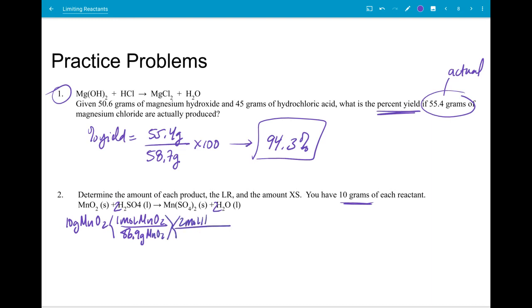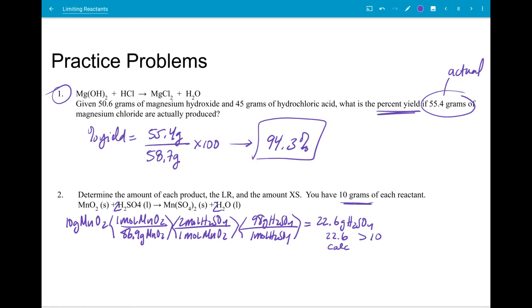So 2 moles of H2SO4, again, that comes from the balanced reaction, to 1 mole MnO2. 1 mole H2SO4 is 98 grams. So I found it to be 22.6 grams of H2SO4. If we compare, our calculated 22.6 grams of H2SO4 is much larger than the 10 grams given. Therefore, H2SO4 is our limiting reactant.